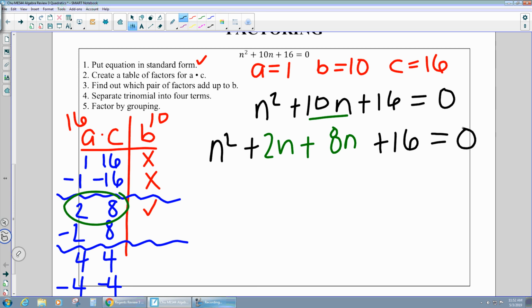Okay, from this point, what you're going to do is separate them into two groups. From the first group, you can factor out an n, and you'll be left with n plus 2.